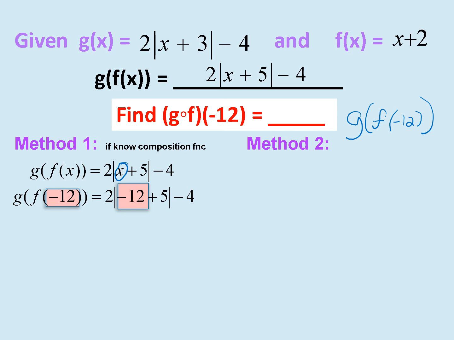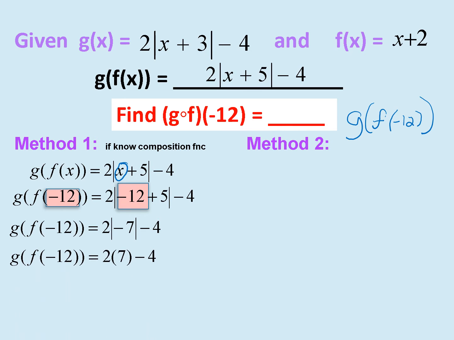Absolute value of negative 12 plus 5 is the absolute value of negative 7. But the absolute value of negative 7 is positive 7. 2 times 7 is 14. 14 minus 4 is 10. So I could say that g of f of negative 12 is equal to 10.